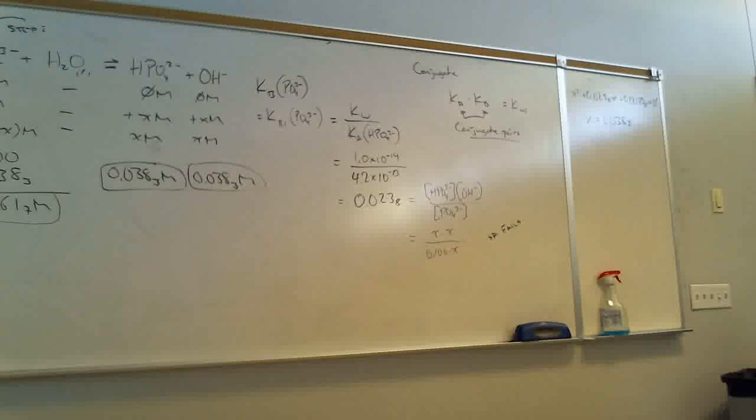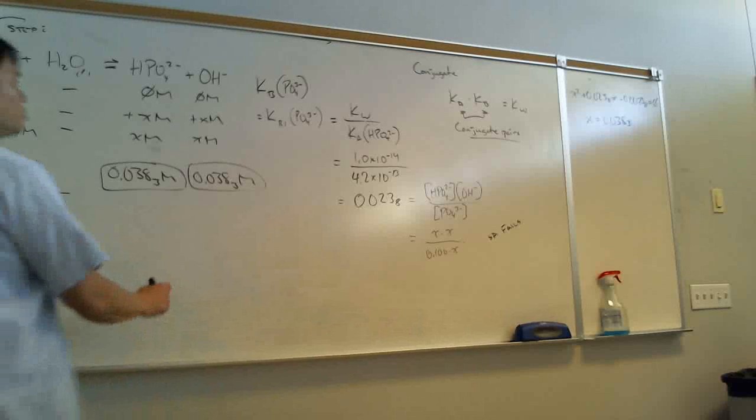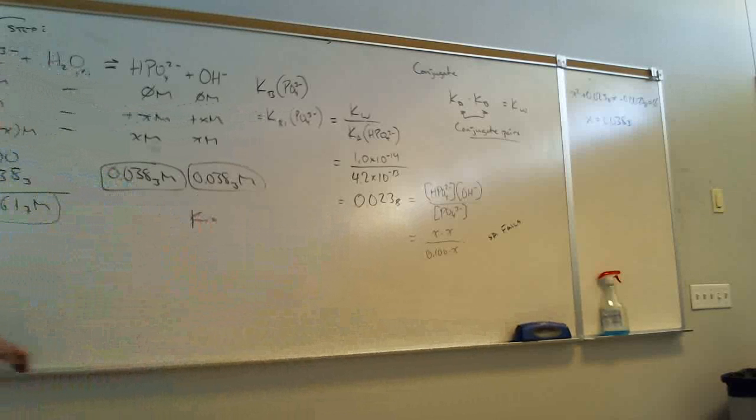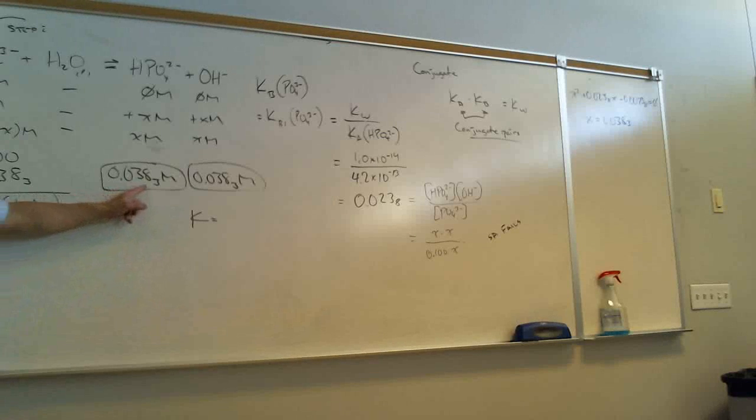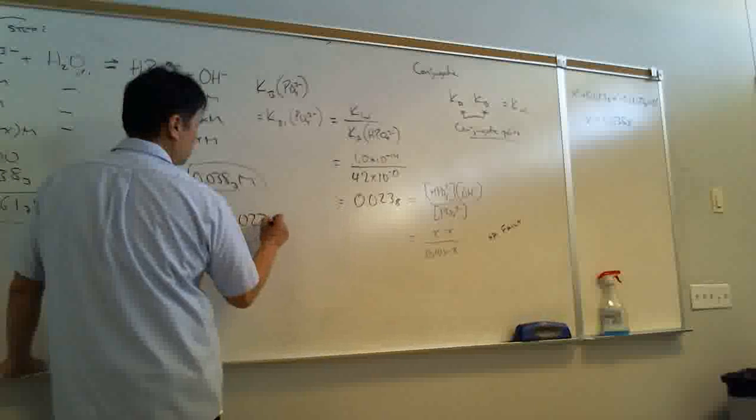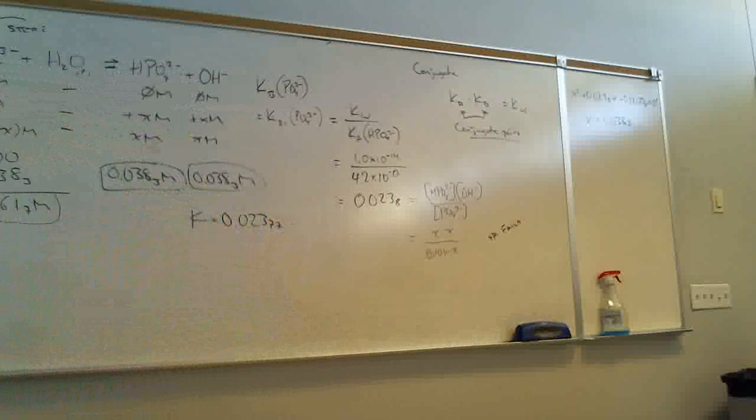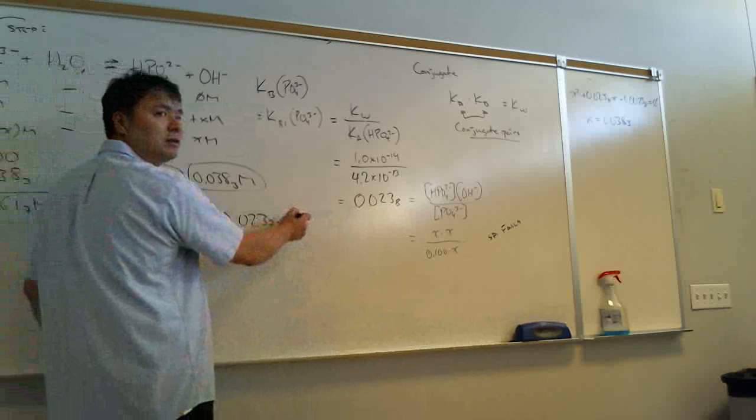We double check it. Let's go ahead and double check this, make sure that K is correct. So that'd be 0.0383 squared divided by 0.0617. That gives 0.02377. What do you think? Does it look good? Yeah? It should be 0.0238. We got 0.02377. Is that good? Yeah, that's good.